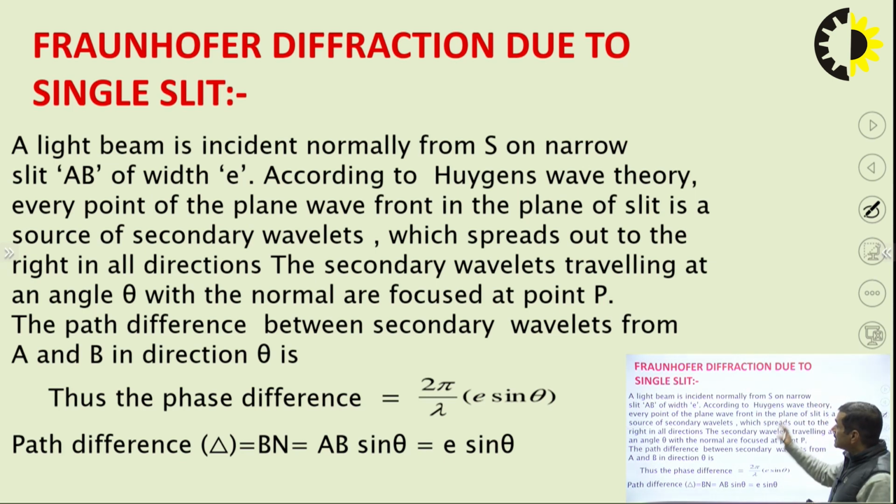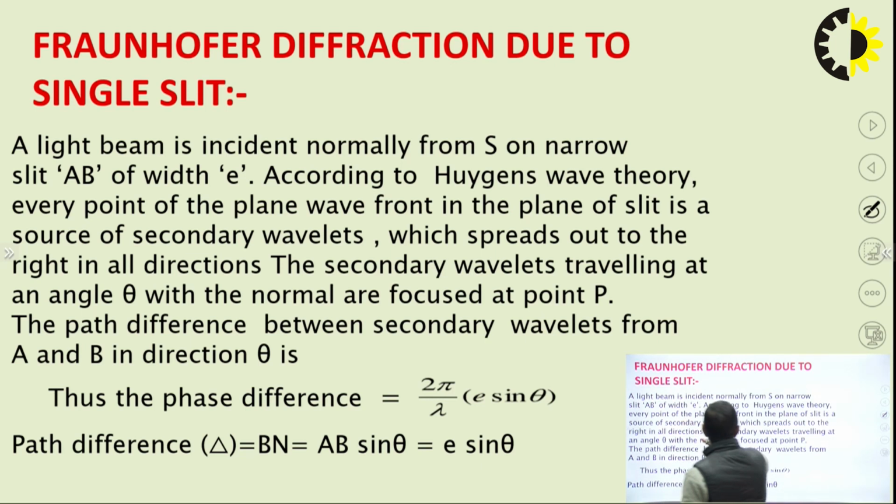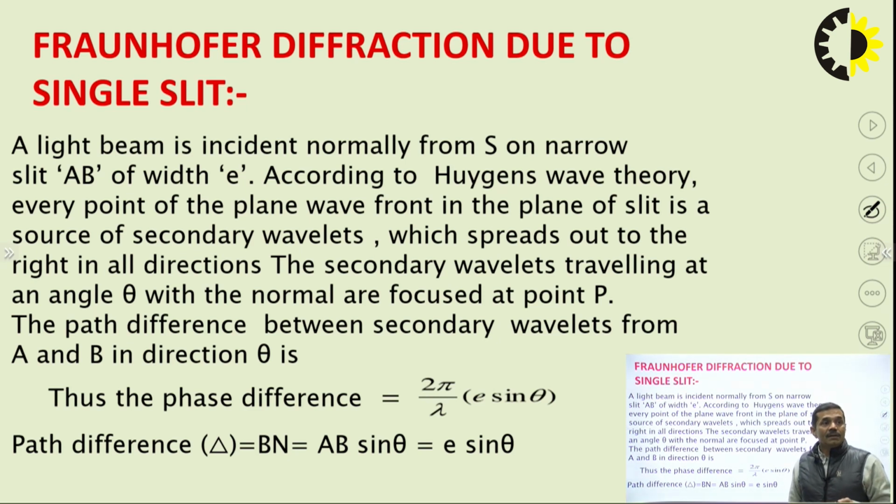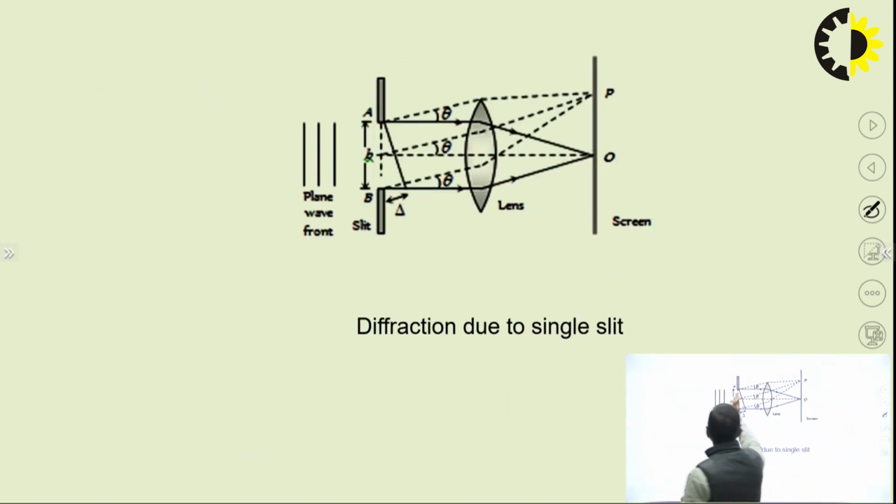To discuss the theory of the single slit, first we will discuss what happens in the case of a single slit, and how diffraction occurs due to it. What happens when a light beam is incident normally from a light source S on a narrow slit AB of width e? Here you can see this is slit AB, and suppose the width of slit AB is small e.